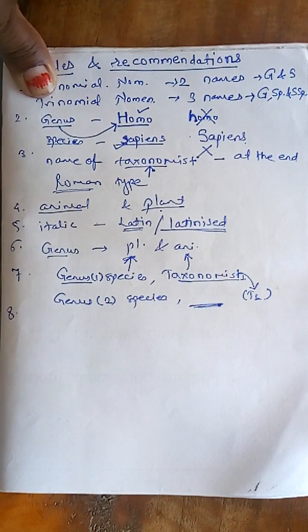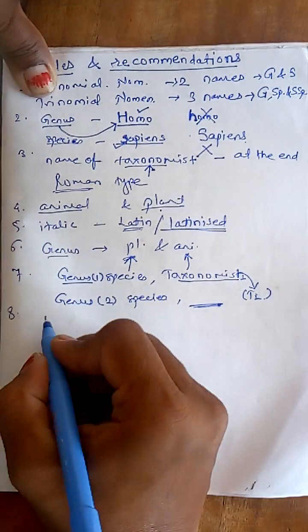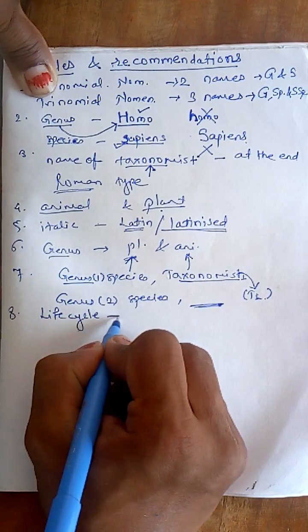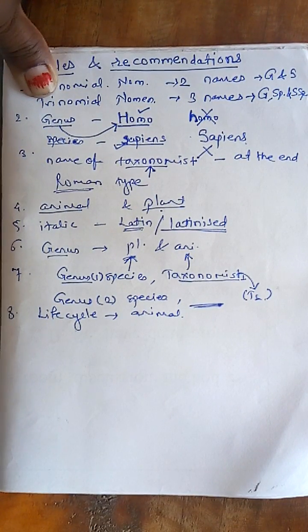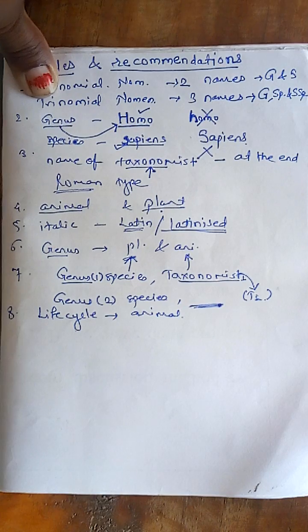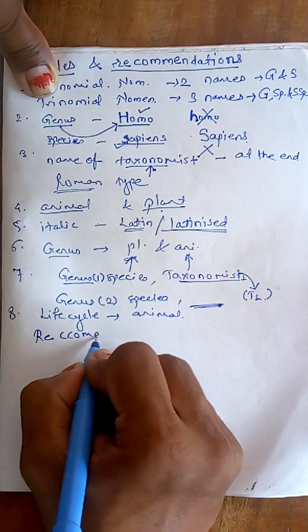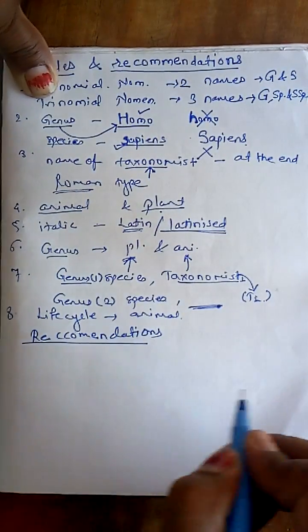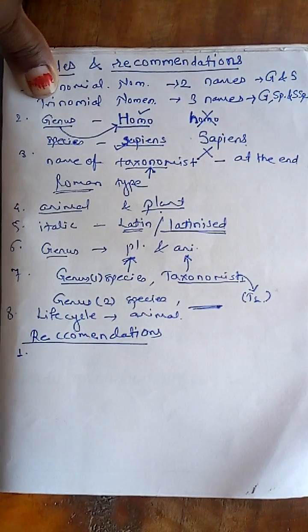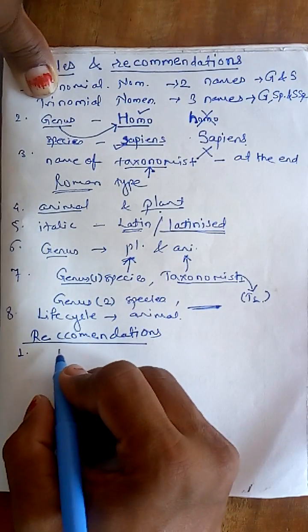Okay, the last rule is that a name may be based on any part of the animal's life cycle. The name may be based on any part of the animal's life cycle. So these are certain rules. Again, there are some recommendations. Which are those recommendations? These are rules, and now we are discussing the recommendations. First recommendation: a name should be in Latin form, or it should be Latinized with a suitable suffix or suitable ending.